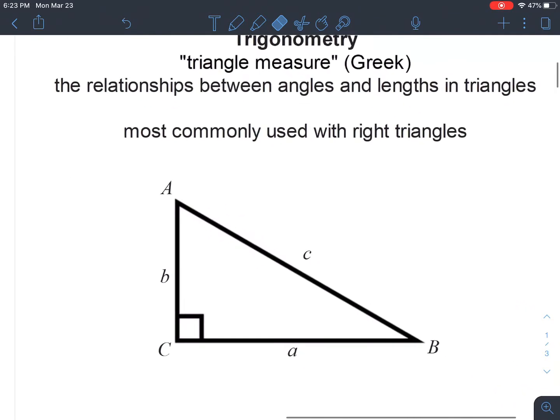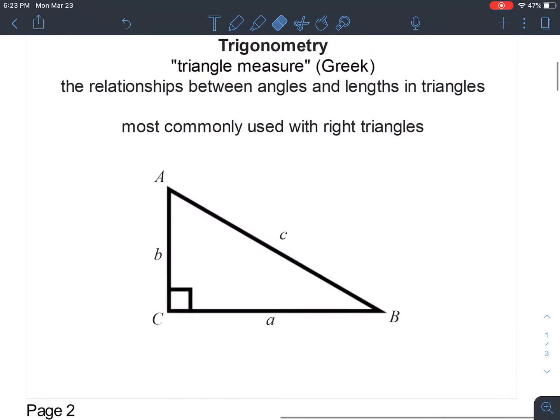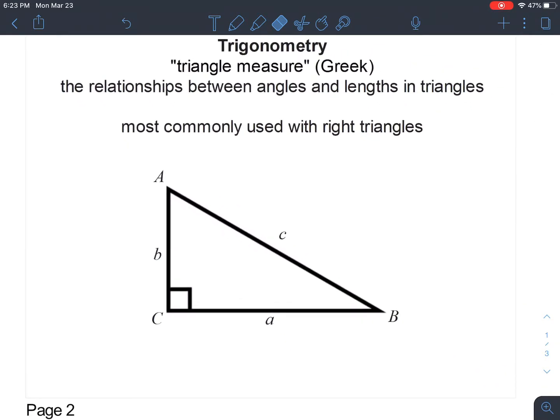So the first thing is, what is trigonometry? In Greek, it just means triangle measure. And specifically, it is going to be the relationships between angles and lengths in triangles. We will most commonly use this with right triangles. I've looked ahead. I don't think we're going to get into the trigonometry that involves non-right triangles, but this is going to be our main focus.